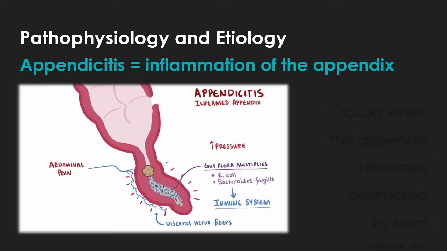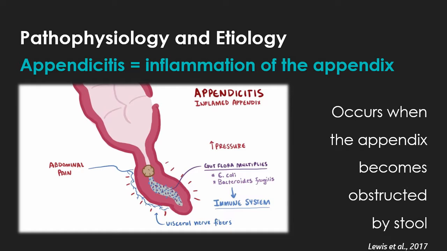Appendicitis is inflammation of the appendix. This occurs when there is stool obstruction. Obstruction results in distension, venous swelling, and accumulation of mucus and bacteria. When the appendix becomes inflamed or infected, rupture may occur within a matter of hours, leading to peritonitis and sepsis.